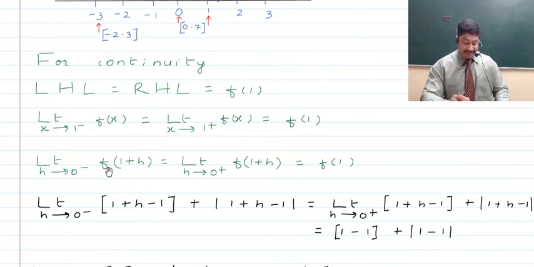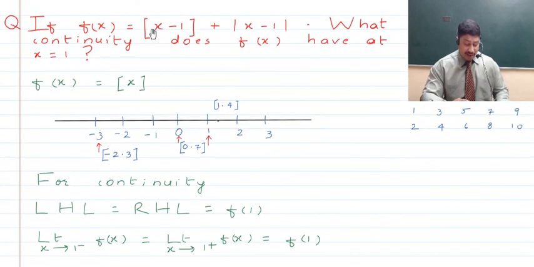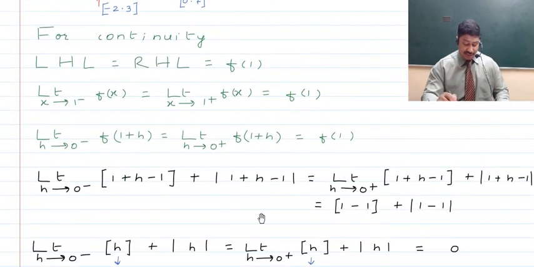Now guys, here as x is not close to 0, so we will bring in the infinitesimally small quantity, that is h, and thus we will talk about limit h tends to 0 minus f of 1 plus h to be equal to limit h tends to 0 plus f of 1 plus h, which should be equal to f of 1. Right? Further now guys, we call in the function that is greatest integer of x minus 1 plus modulus of x minus 1.